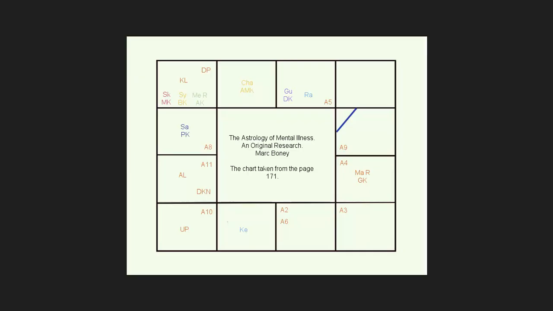So let's begin. As you can see in front of your screen, this chart is taken from the book called The Astrology of Mental Illness, an original research written by Marc Boney, and this particular chart is taken from page 171. If you want to get more birth details about the person, the owner of the chart we're going to talk about today, please refer to that very book and go to page 171, so you'll find more details there.